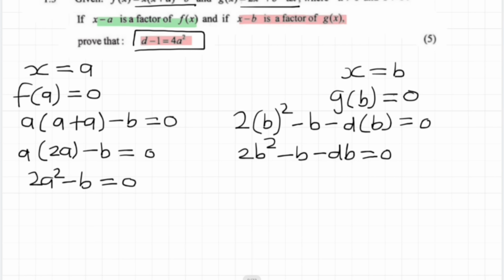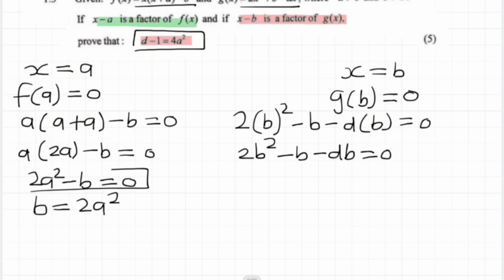So if you can pay close attention here, if we can make b the subject of the formula, and also make b the subject of the formula, we can be left with this d and also something like a squared. So then we can see where we're going. So let's just make b the subject of the formula. So this is going to be 2a squared.